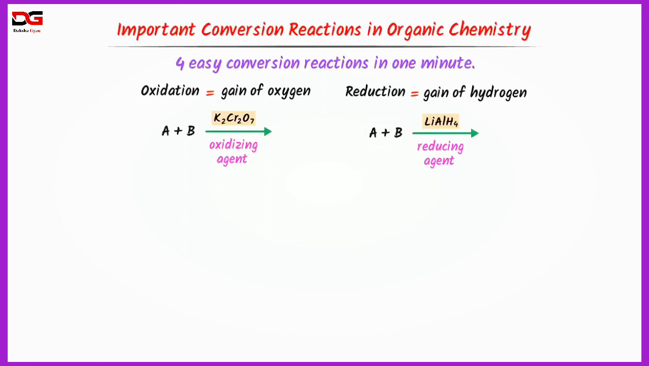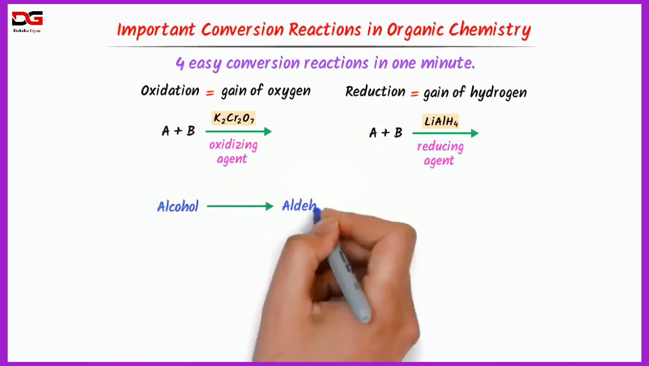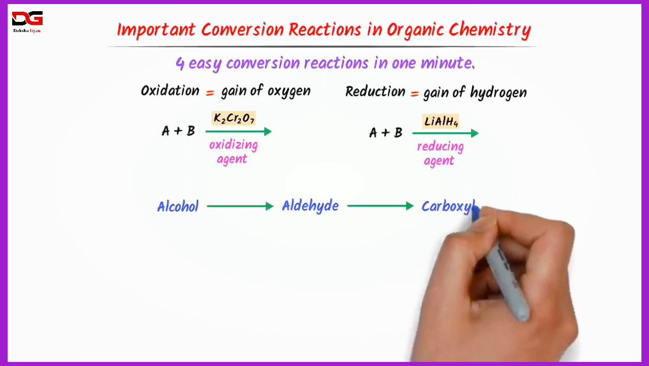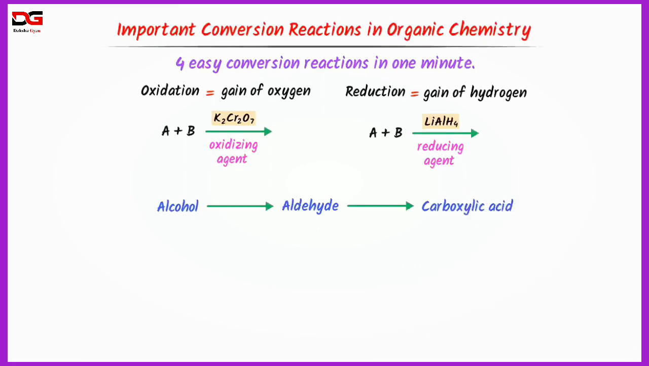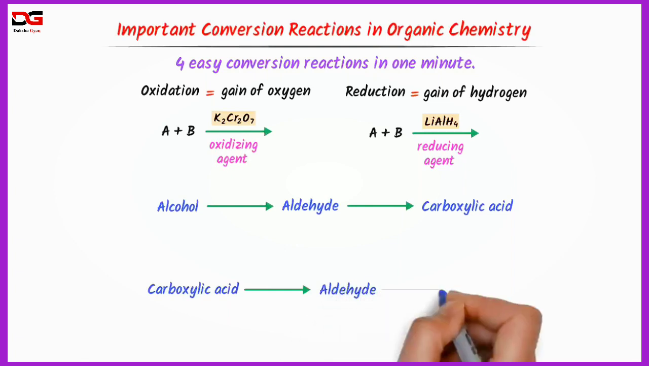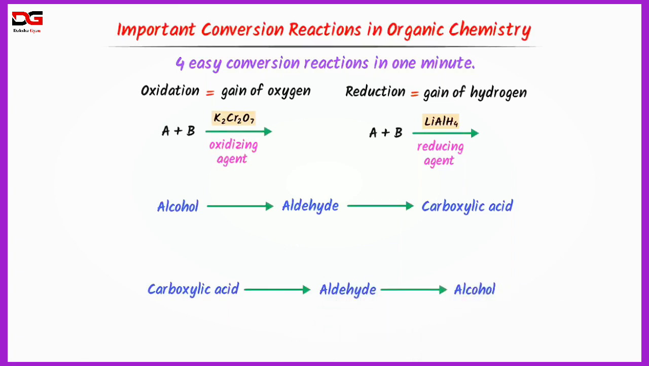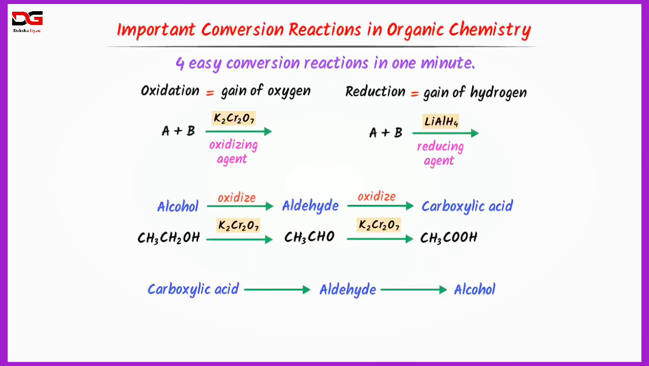Now let me ask you, convert alcohol to aldehyde and aldehyde to carboxylic acid. Secondly, convert carboxylic acid to aldehyde and aldehyde to alcohol. Well, the easy method is to oxidize them. Consider ethanol. I oxidize it and it will convert to ethanal. I oxidize ethanal and it will convert to ethanoic acid.